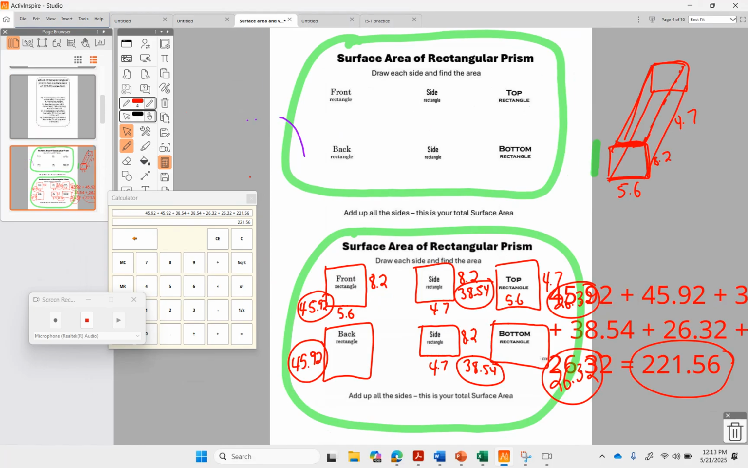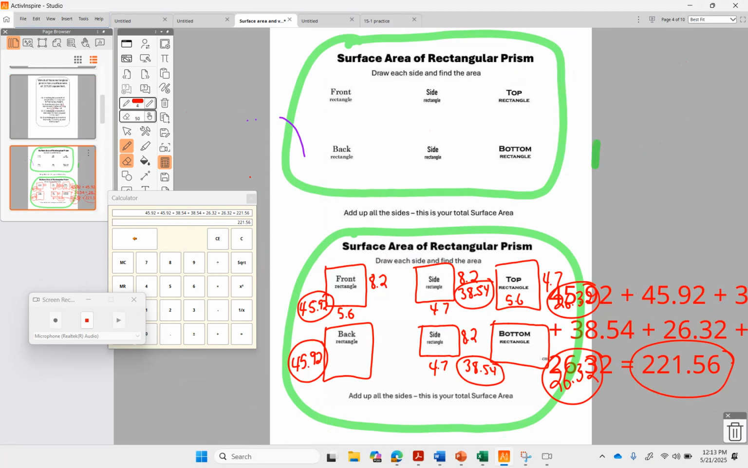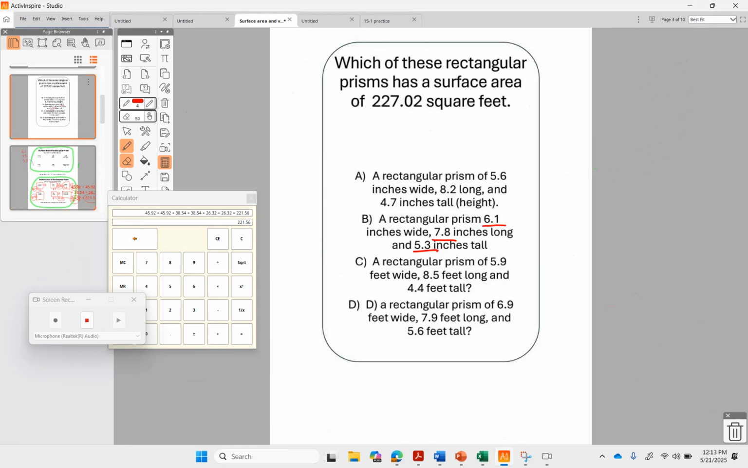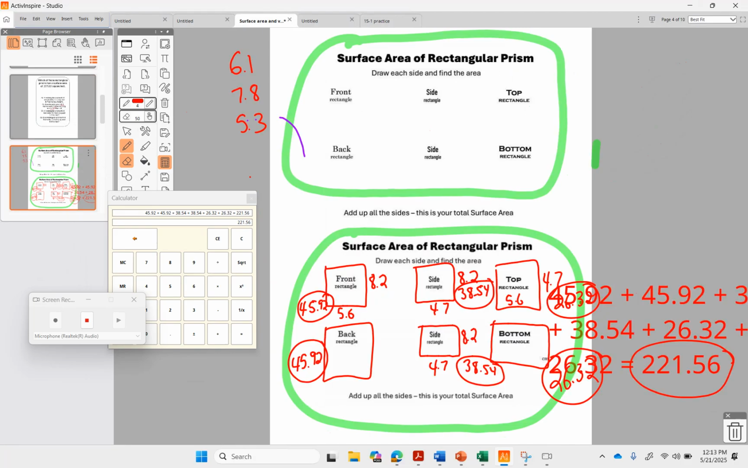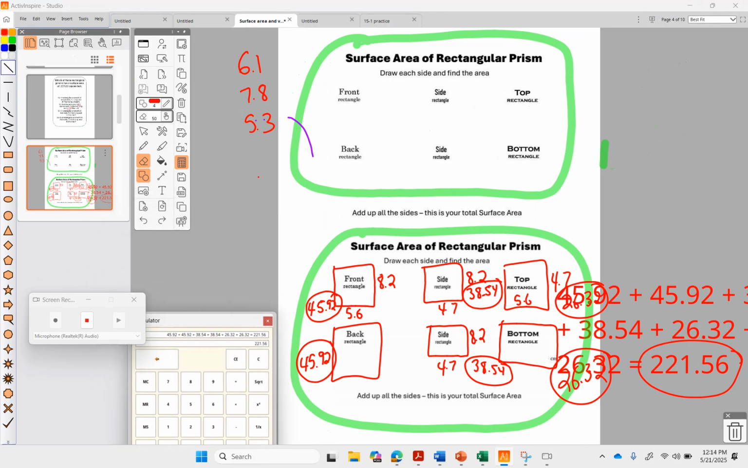So I am going to try and make this look better. And I can help you or give you one to draw. So the model that I have is 6.1, 7.8, and 5.3. I just want to make sure that was right. 6.1, 7.8, okay. So I'm going to try and make this one if I can, let's make it look better. Let's use this.